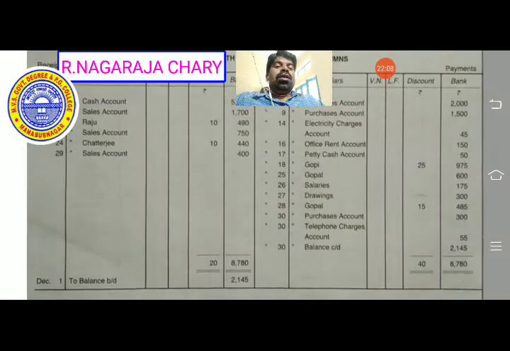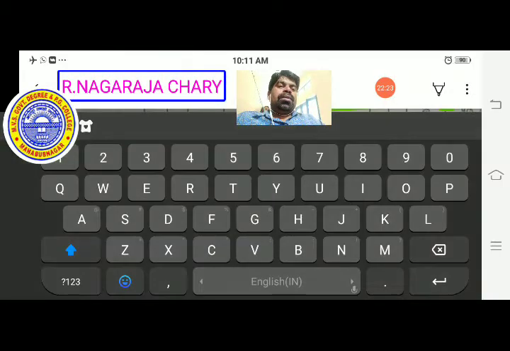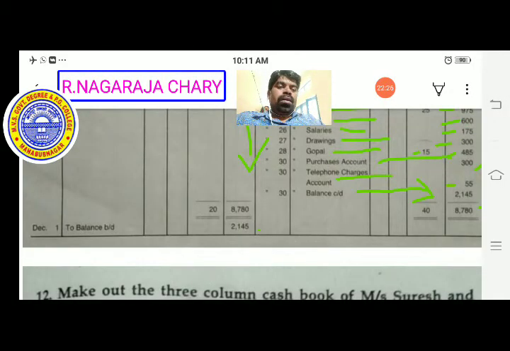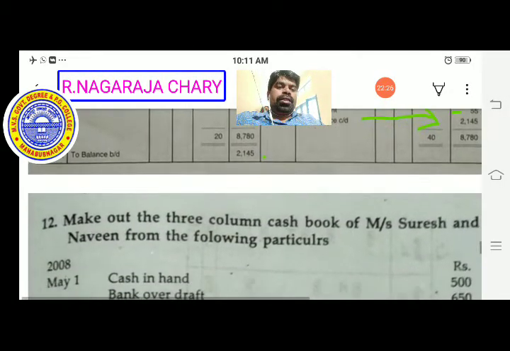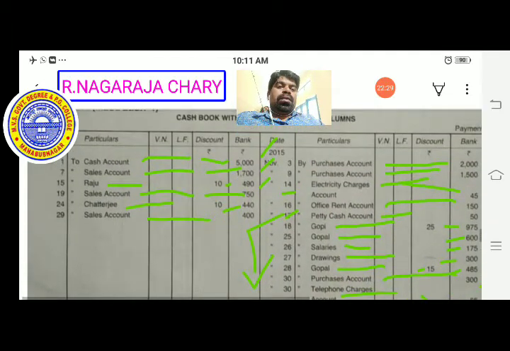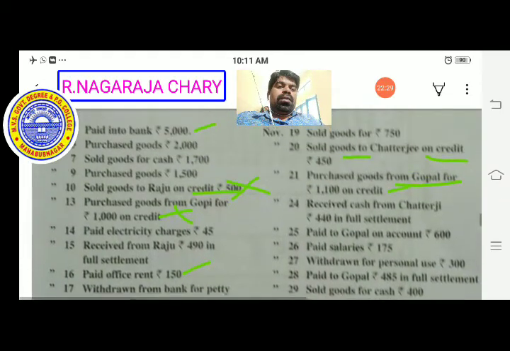So these are the two columns of the cash book: one is the discount column, another one is the bank column. I think you got an idea about this problem. Next, I will go for cash and bank columns.